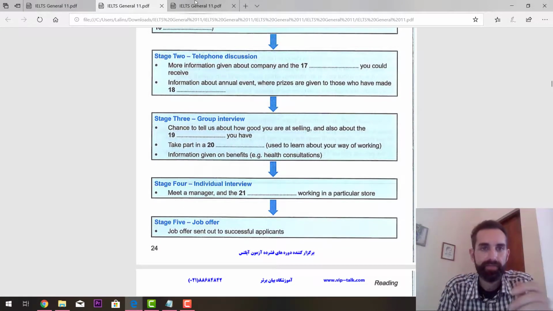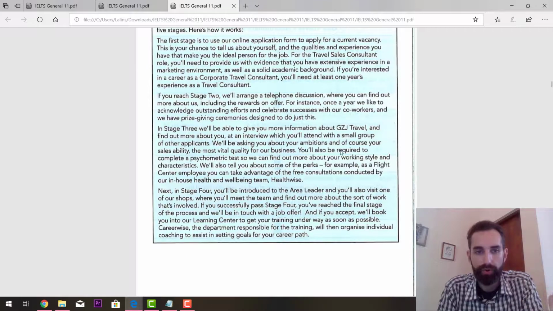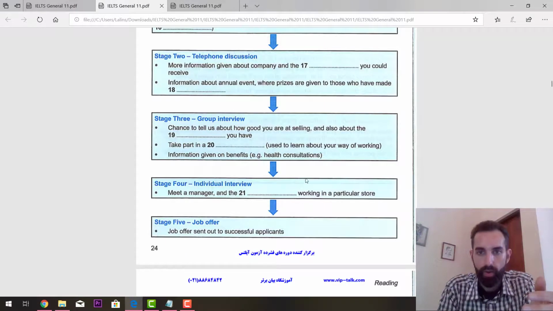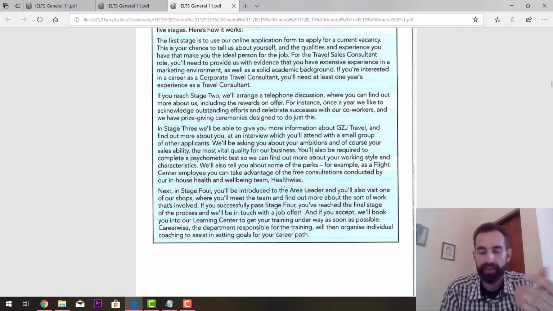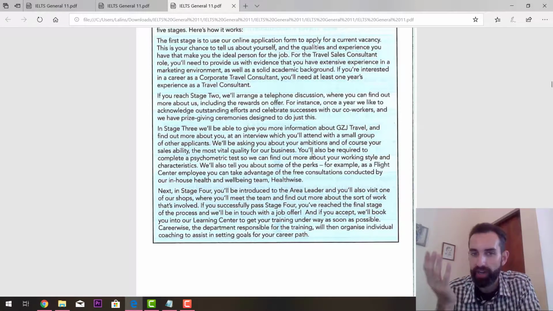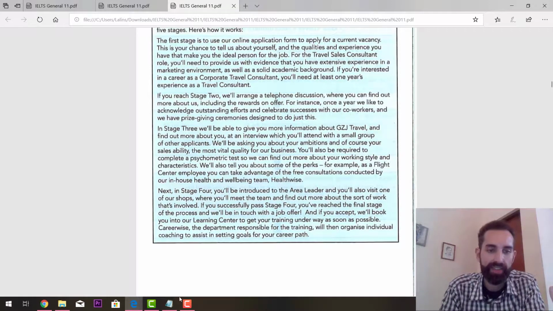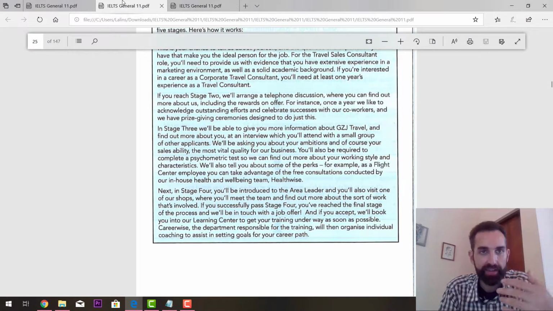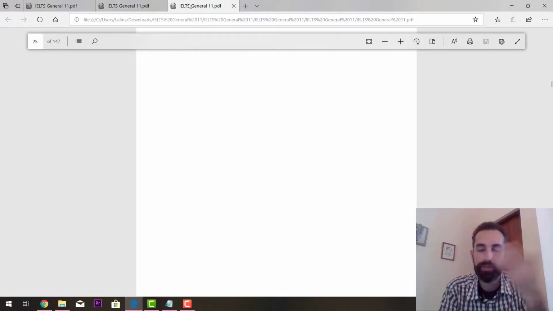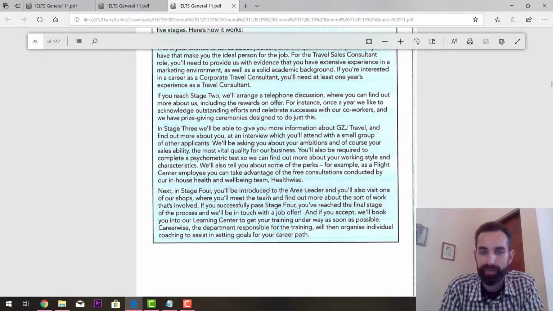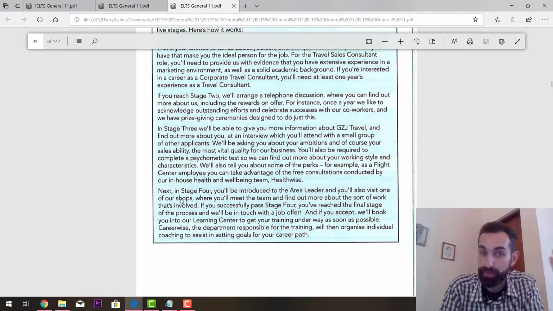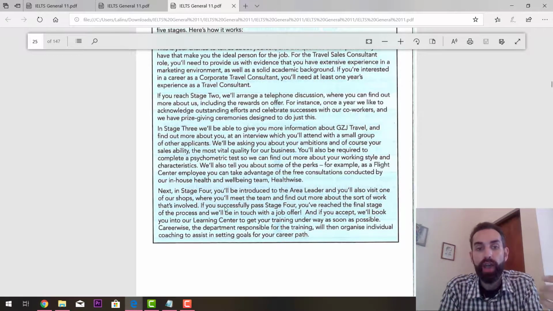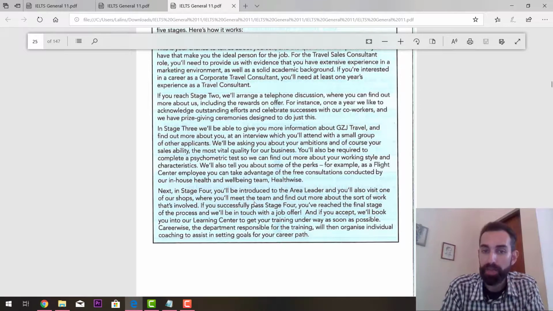Okay, so now 20. "Take part in a..." That was obviously, you'll be required to complete a psychometric test, because they were asking about your way of working, which is working style. So you need to take part in a psychometric test, and that was our answer. And then 21, as we just went over recently, that was team, because you meet the manager, the area leader, and you'll be visiting one of their shops, a particular store, where you'll meet the team, just like you meet the manager.